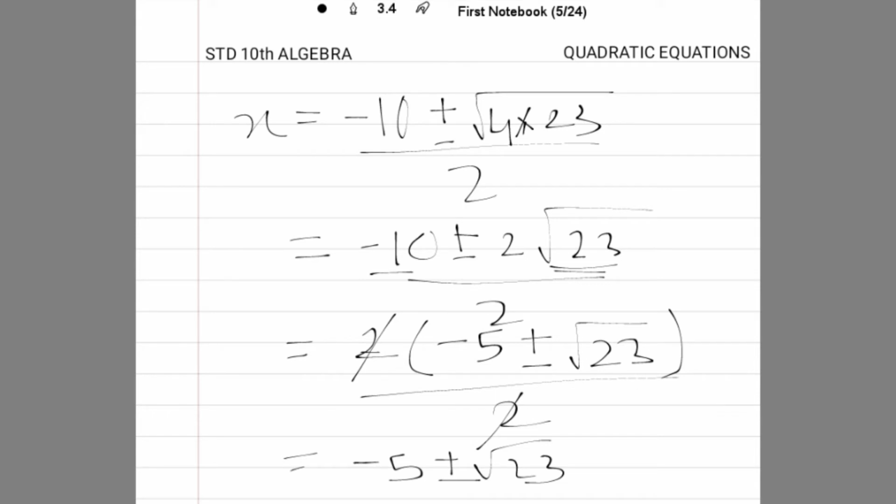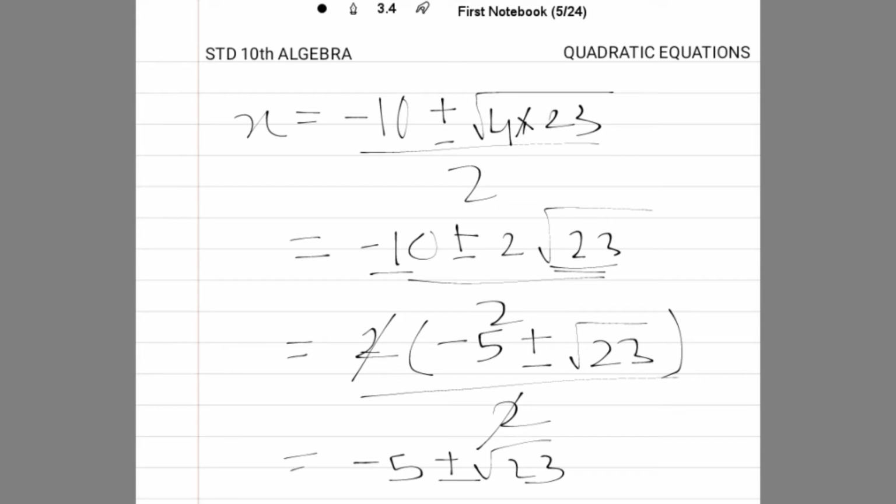And yes, it is simple. We just have to compare the equation, get the values of a, b, c, and substitute those values in the given formula and get the roots. So it is simple, and you can use it anywhere for finding such roots of a quadratic equation.